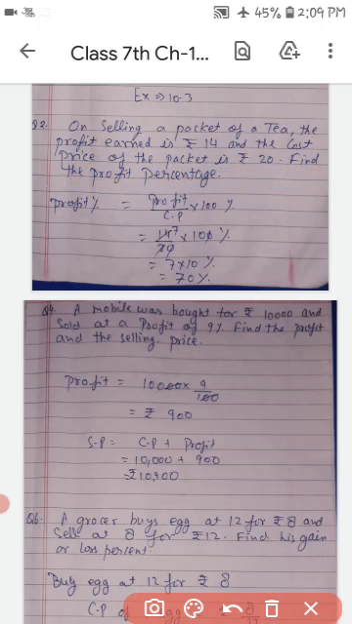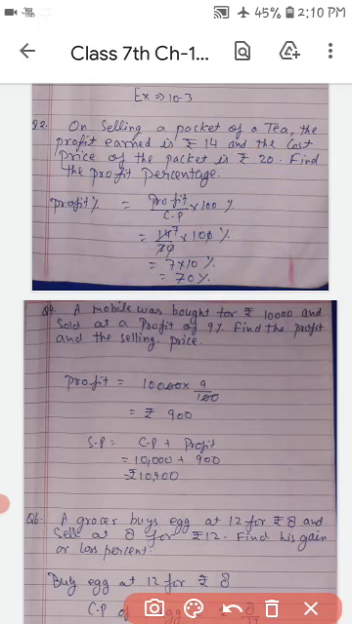Profit percentage is equal to profit upon cost price into 100. This is the formula. Now putting the values, profit earned is rupees 14 and the total cost price of the packet is rupees 20. First of all cancel the zeros, and 2 7s are 14, 7 10s are 70. 70% is the profit percent.